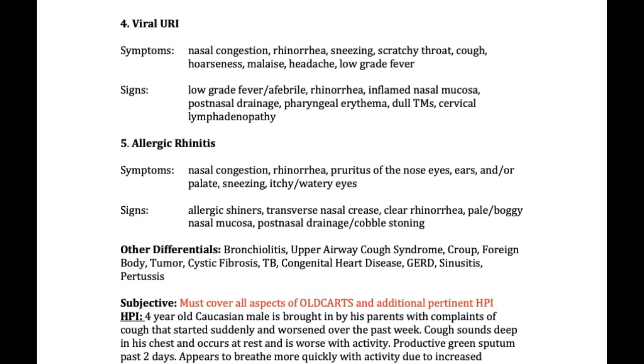Don't forget about foreign body, tumor, cystic fibrosis, TB. Think outside the respiratory system. Remember to keep your blinders off. It may be a diagnosis that's not within the same system as the symptoms coming from. So congenital heart disease, GERD, sinusitis, pertussis.